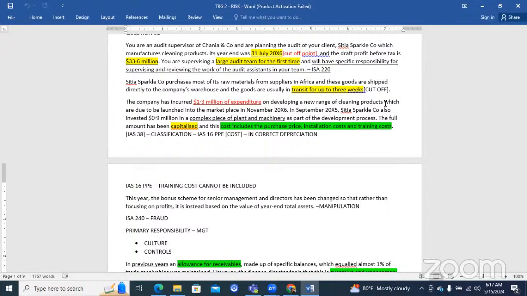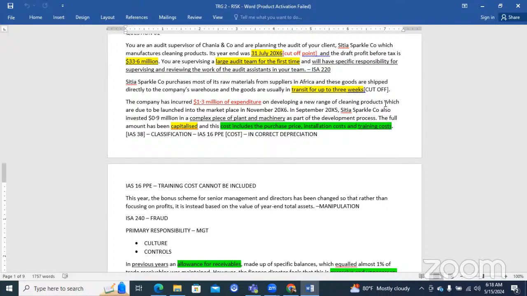Verify. How to verify? I should take the breakdown of this 1.3 million. I should ask the client, give me the breakdown of 1.3 million. How does the 1.3 million total arrive? By looking at the sub points of the breakdown, see the nature. Look at the nature and try to identify whether it is capital expenditure or revenue expenditure. If it is revenue expenditure, charge it to the income statement. If it is capital expenditure, charge it to the balance sheet.